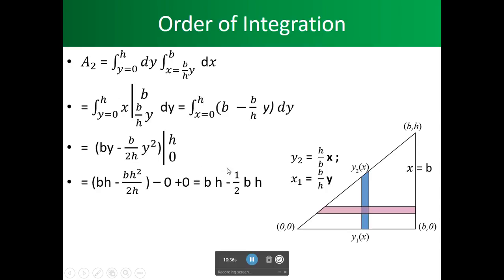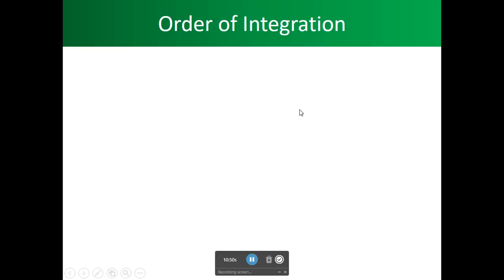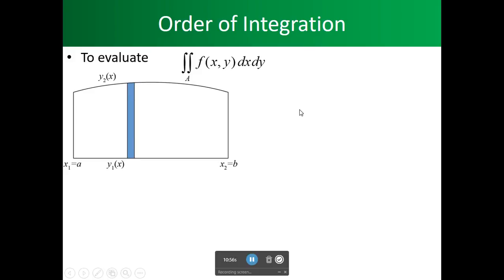So then if we subtract the 2, 1/2 of bh, we get, wow, wonderful, 1/2 bh. So that means what? So A1 and A2, it doesn't matter what order you do it in. Excellent. Order of integration, to evaluate, we are so glad.